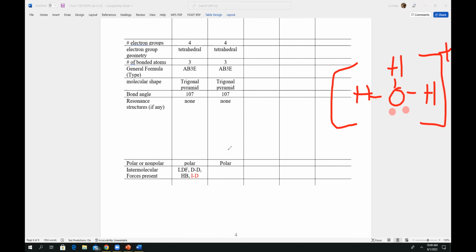All right. So we have, definitely we have London dispersion because that's always there. We have dipole because this is a polar molecule, right? We have ion dipole because this is a charged molecule. And we also have hydrogen bonding. So this is an everything molecule. It has everything in it. Every single force is present in this particular molecule.